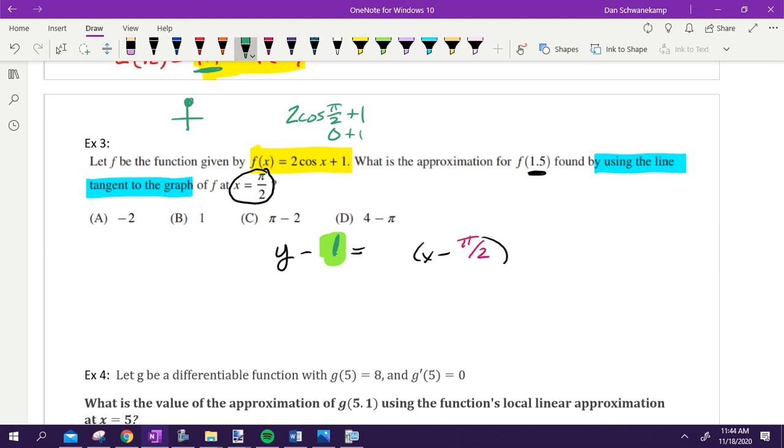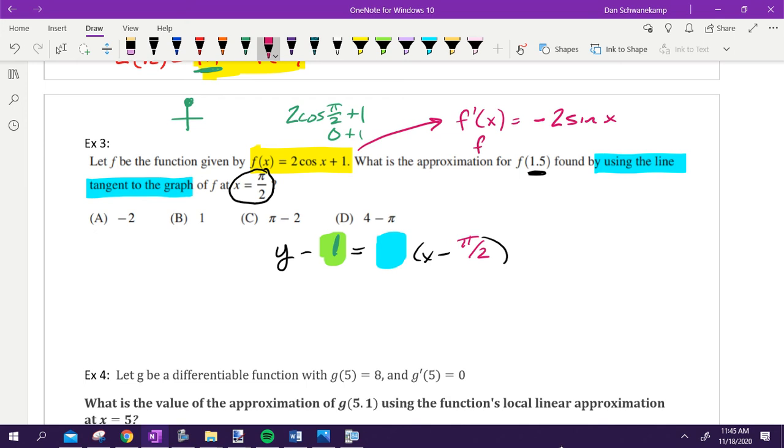Then I want to know the slope. How am I going to find the slope of this tangent line? Derivative. So I better find the derivative. Okay, so f prime of x is going to be equal to, what's the derivative of 2 cosine x? Negative 2 sine x. Remember Snapchat, negative Snapchat. We're at cosine, so now we're down there at negative sine. So it's negative 2 sine x. The plus 1 goes away.